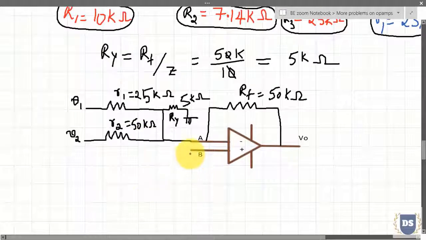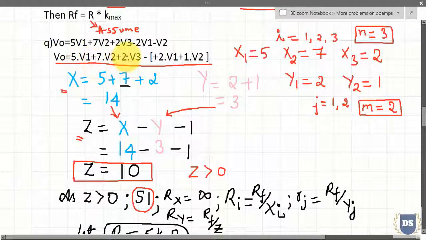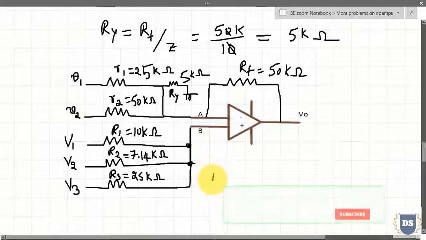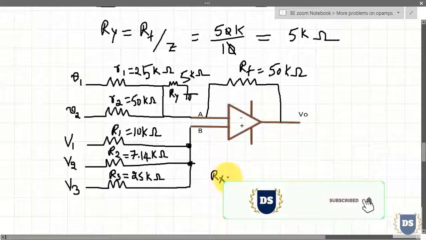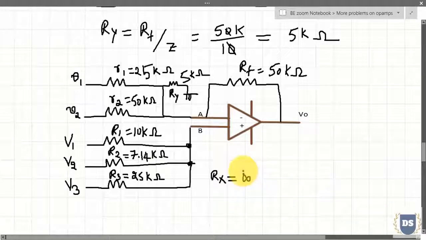In a similar way, for the non-inverting side of the op-amp, I'm having three input voltages. Just by the equation, I can get to know that there are three voltages associated with positive sign, and hence these are the inputs fed to non-inverting input terminal of op-amp. And here we'll neglect the Rx resistance because of scenario 1 where Rx value is equal to infinity.